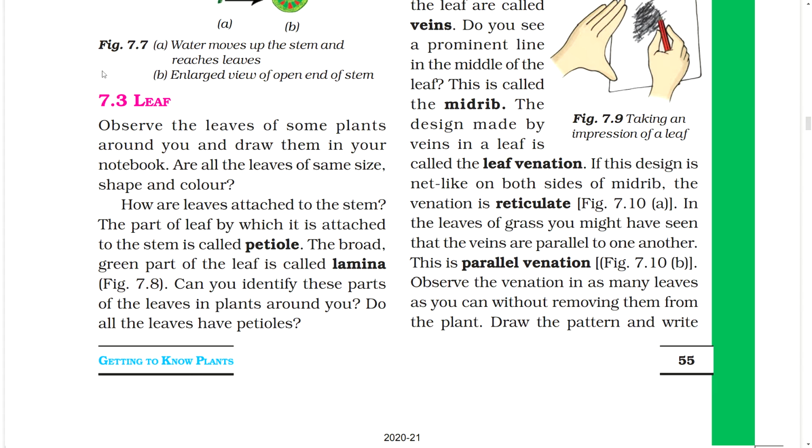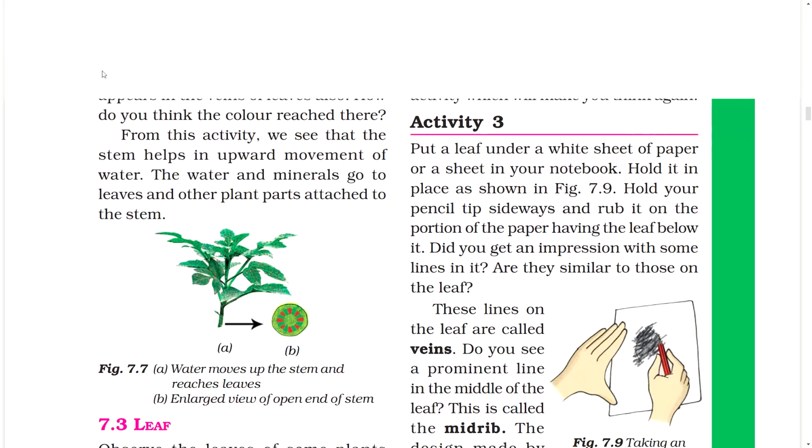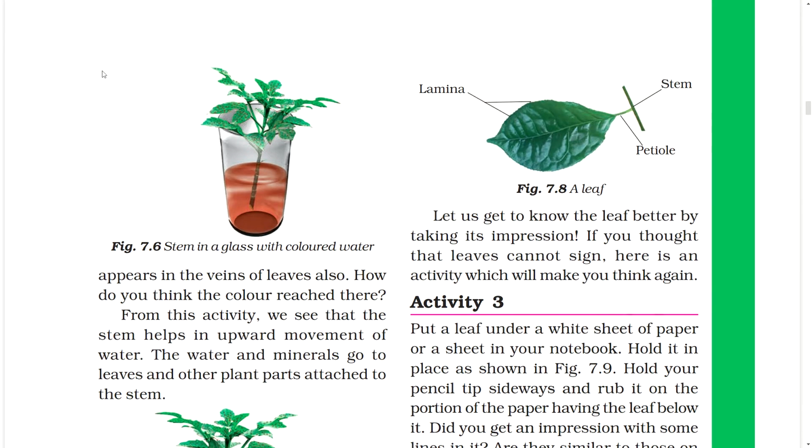The part of the leaf by which it is attached to the stem is called petiole. The broad green part of the leaf is called lamina. Figure. Can you identify these parts of the leaves in plants around you? Do all the leaves have petioles? Figure: a leaf, lamina, petiole, stem.